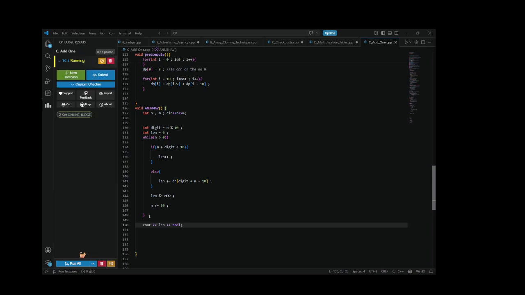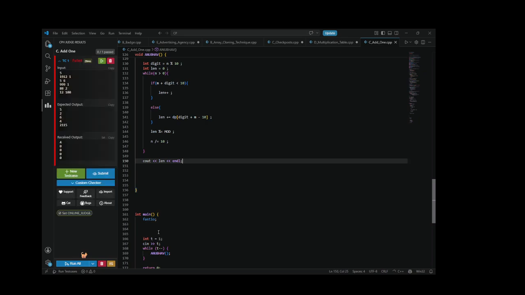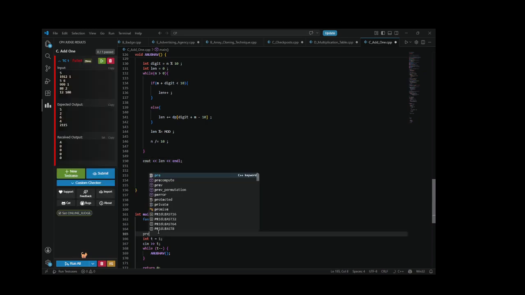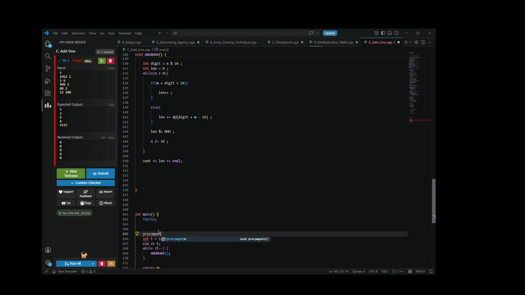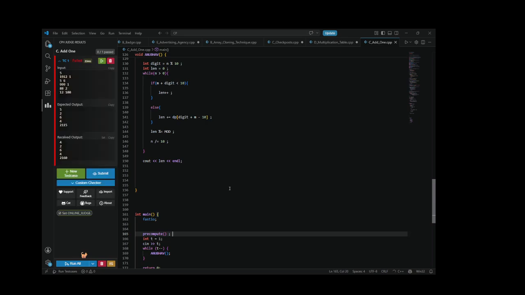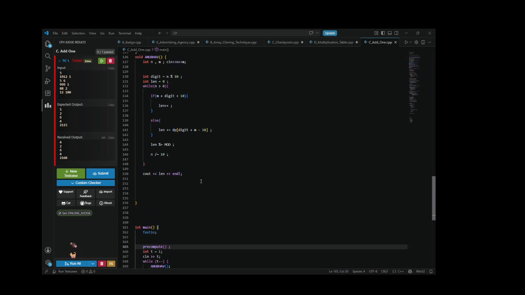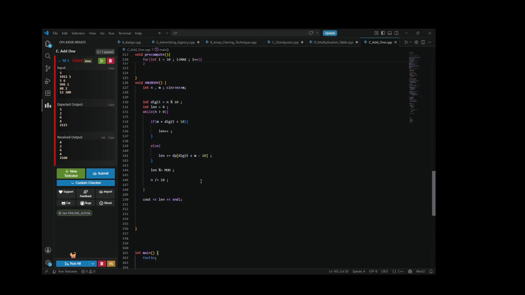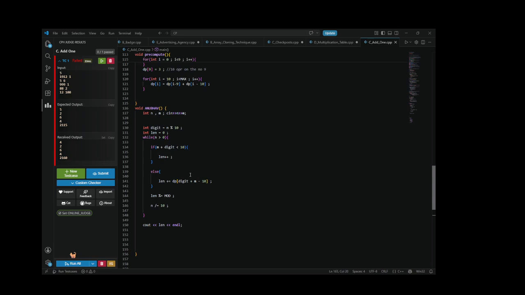Control S, it should pass. No, it won't. I haven't called the pre-compute. So call it now. Compute. Yes. Control S. I think it should pass. It is not passing. What is the problem with it? Hmm. Length mod. Length is 0. N modulo 10. While N is positive.